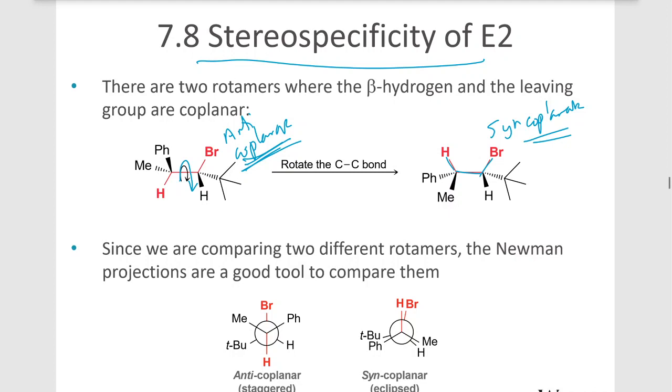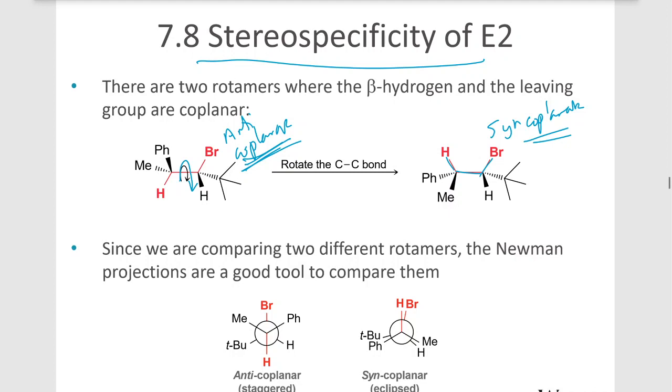That's why we learned to draw Newman projections, so we can predict the product of stereospecific elimination reactions. Now you only need to use a Newman projection if you have a situation where you only have one hydrogen at the beta position. If you have two hydrogens at the beta position, you can assume that you will form both stereoisomers, okay, from the elimination reaction.